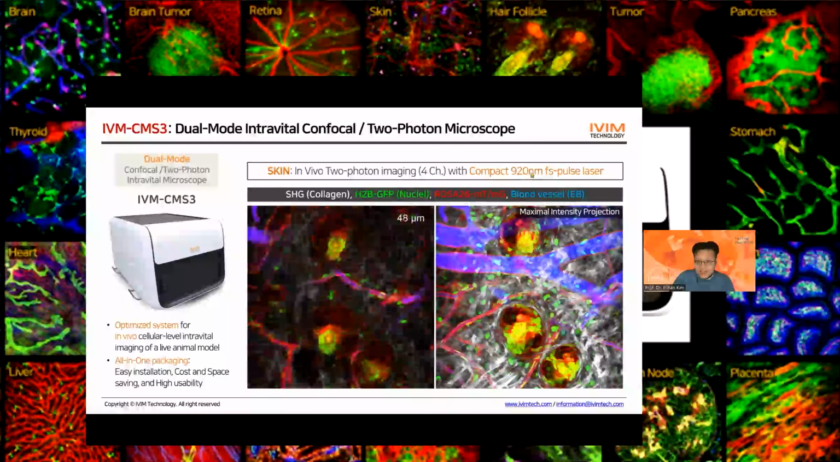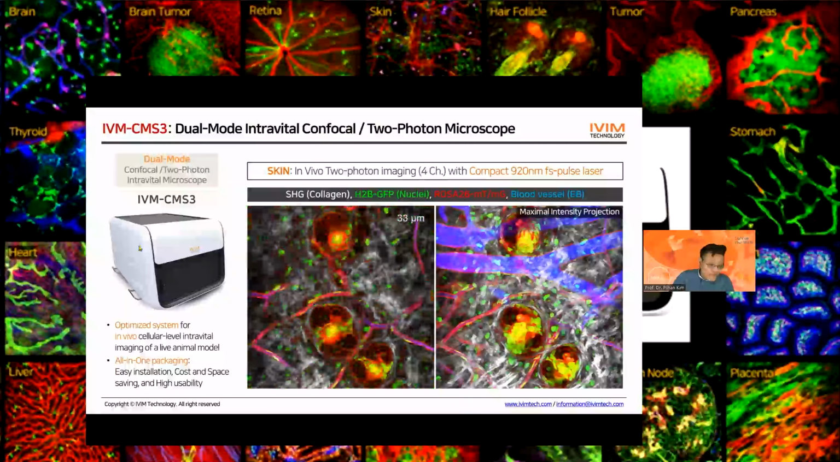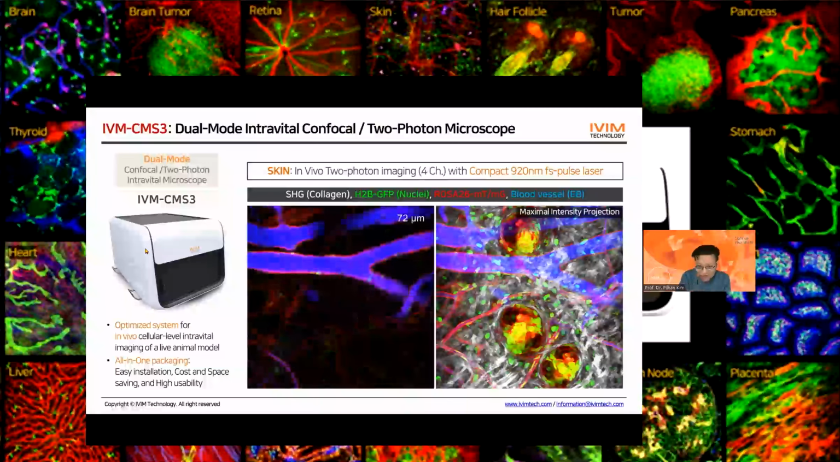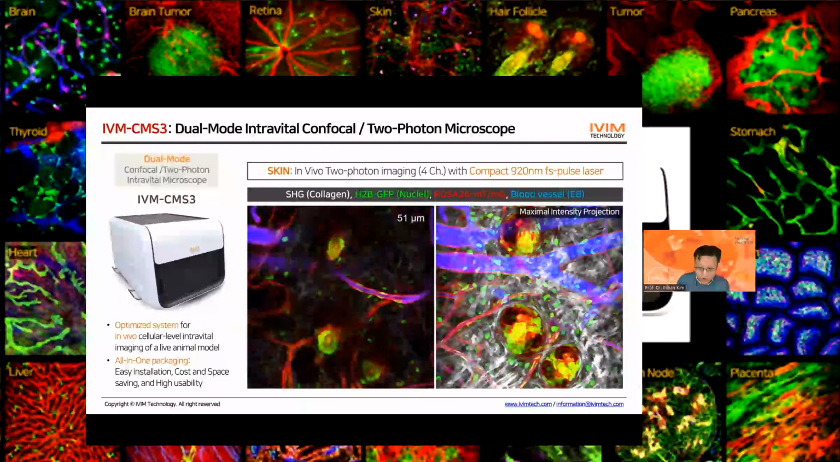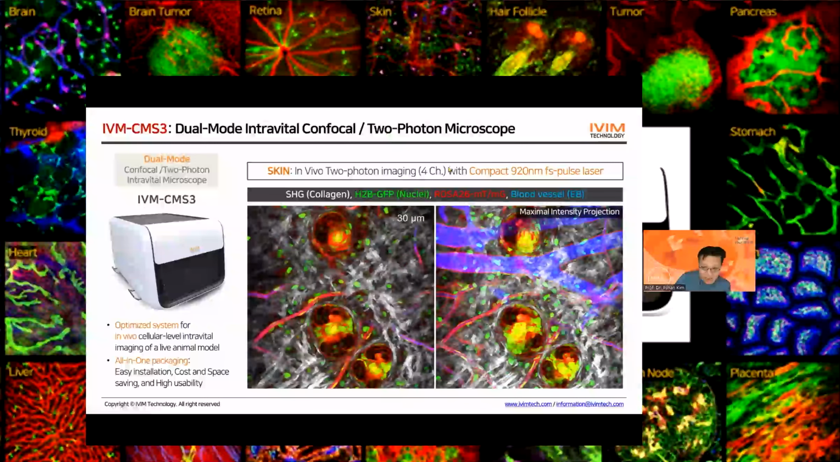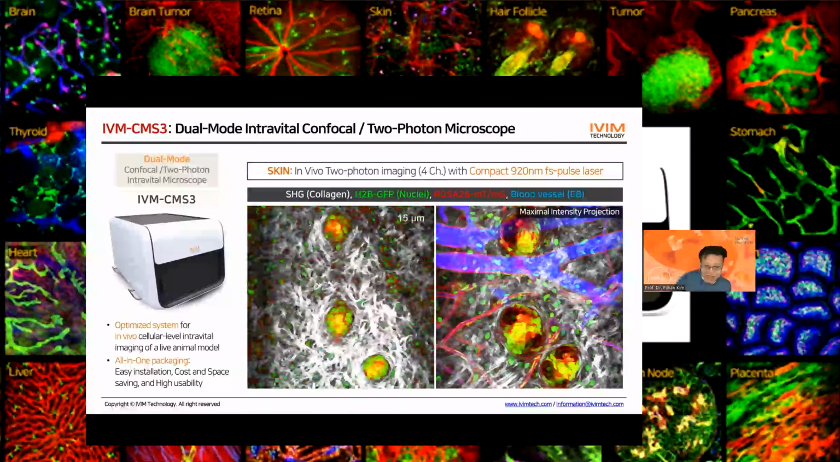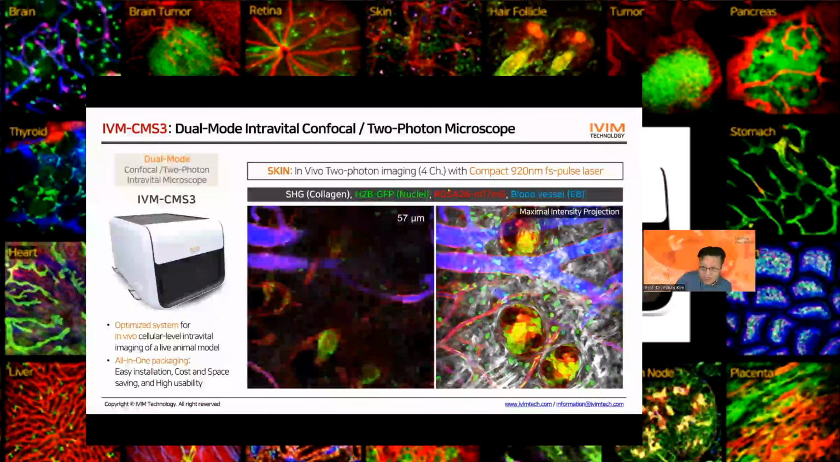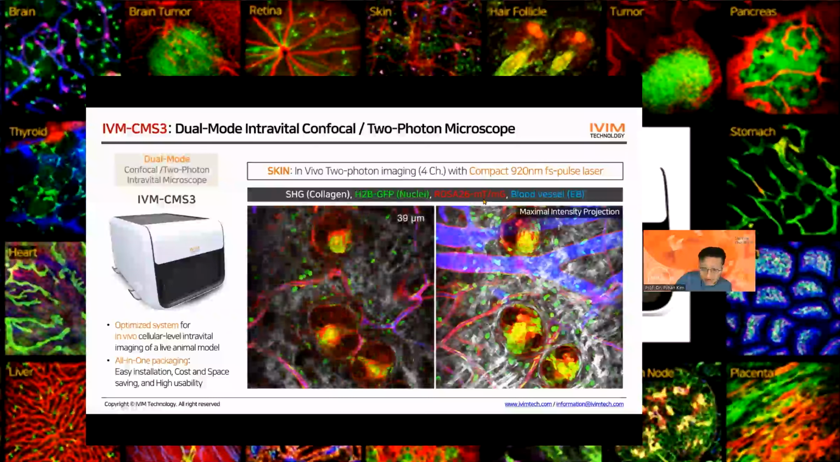Okay, and the 920 nanometer femtosecond pulse laser module integrated inside this box is quite useful to do full color simultaneous imaging. So this 920 nanometer femtosecond pulse laser can excite both GFP and some RFP. In this case, it's tdTomato.